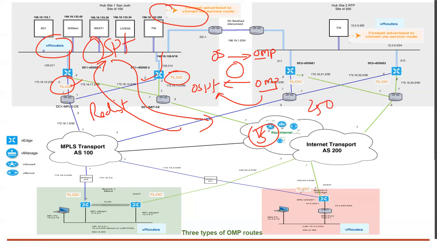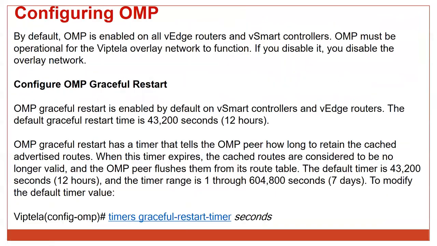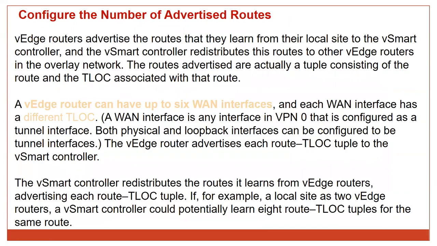250. Okay, it is there in the slide, it will come. Let's check these slides. I told you that it is there in the slide. If you go to the end of this OMP section, you'll find the AD value at the bottom, 250.